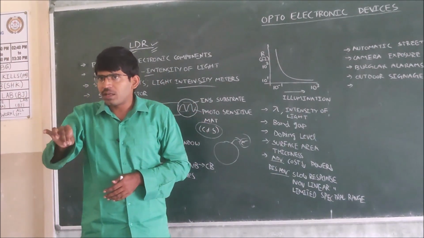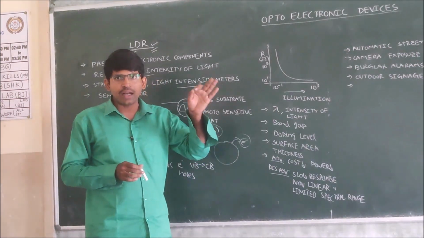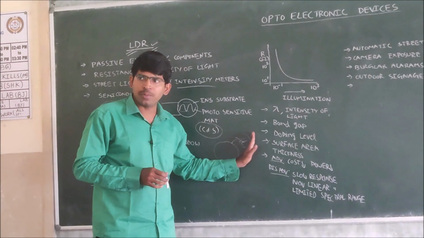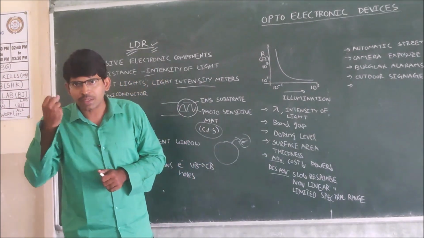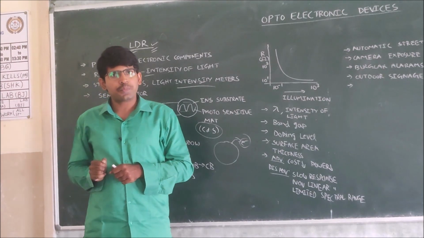Why have the electrons in the valence band, the electrons in the last orbit, the valence orbit, come out? Because they gained the energy. How did they get the energy? Light itself is the energy.